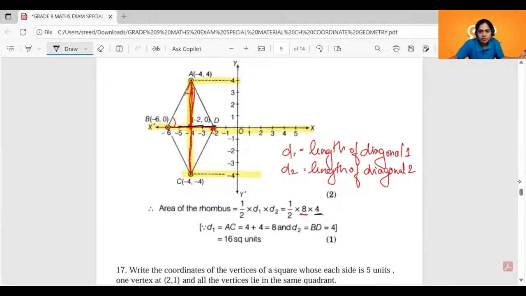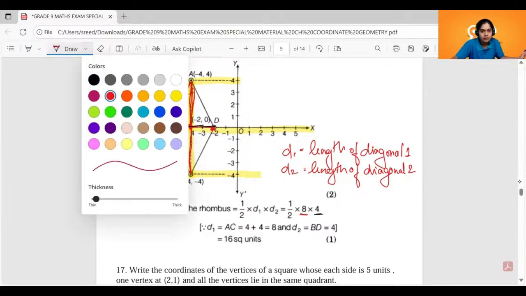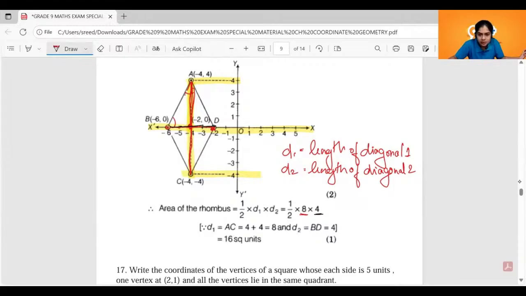So what's the answer? It's half into D1 into D2. That is half into 8 into 4, right? So you can cancel this. I'm canceling this 2 with 4, and this becomes 2. So what is 8 times 2? It's 16. It's not 16 units, it's 16 square units. Why square units? Because it's the area. We are finding the area only, right? Correct. So it's 16 square units. Okay. Moving on.